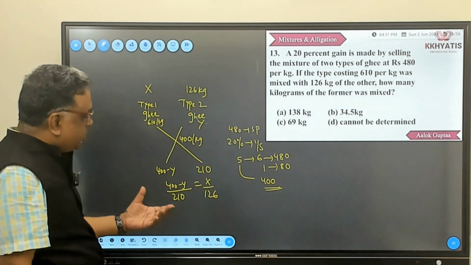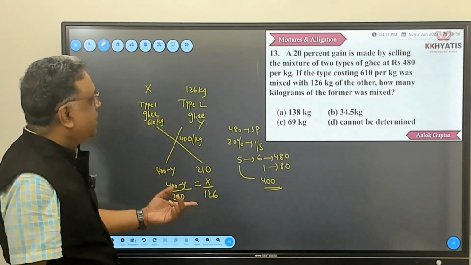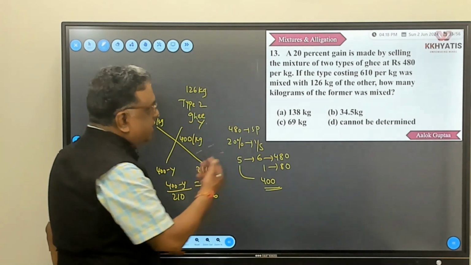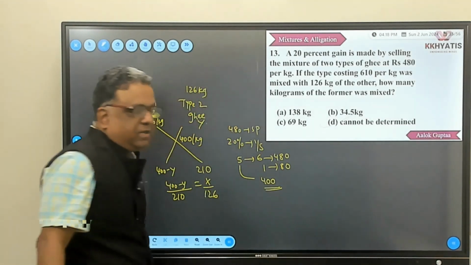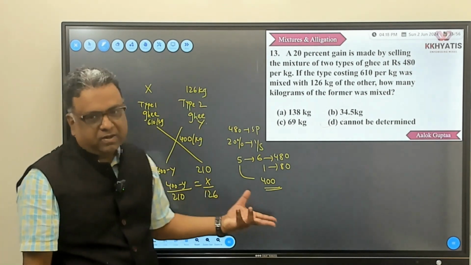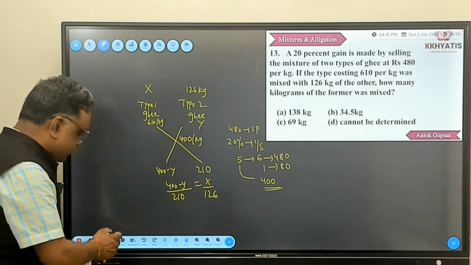So I got one equation with two variables. So I do not have enough data for which I can answer this question. So answer is cannot be determined. I cannot solve one equation with two variables. Next.